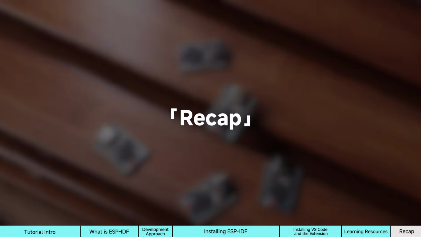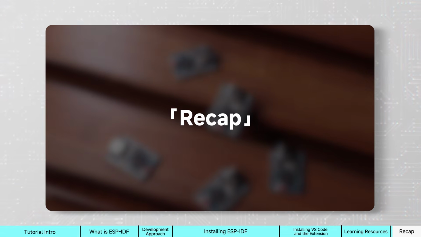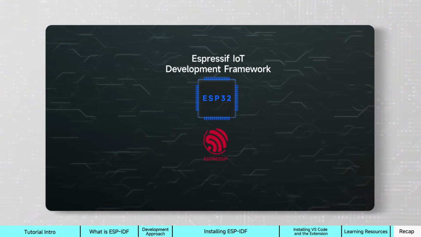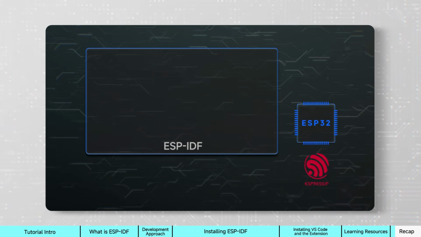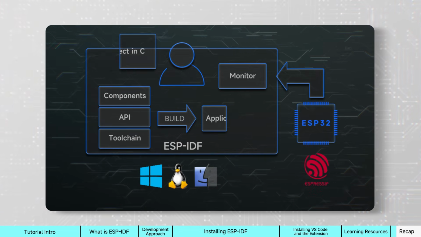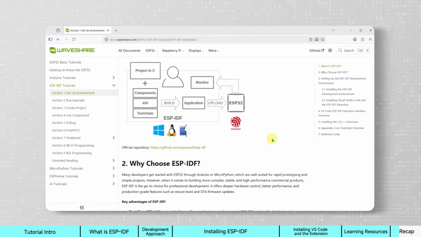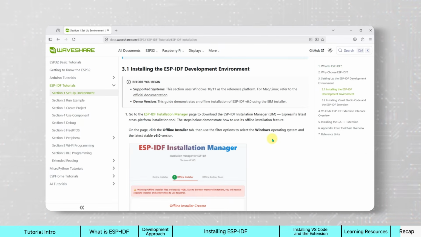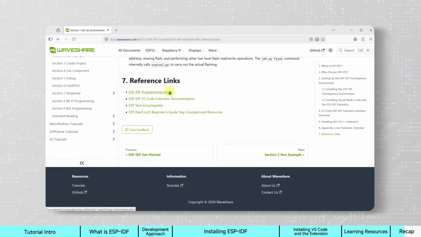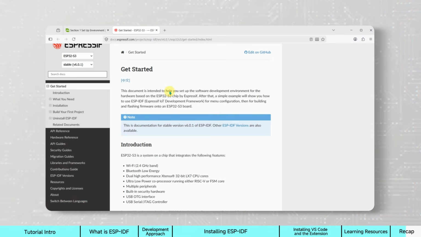Well, that's it for this lesson. Let's quickly recap what we've learned today. First, we got to know ESP-IDF and understood what makes it such a powerful, professional choice as the official development framework. Next, we focused on how to build a complete development environment step by step using the latest offline installer together with the VS Code extension. Finally, we also shared some practical learning resources for you to refer to as you continue your studies.